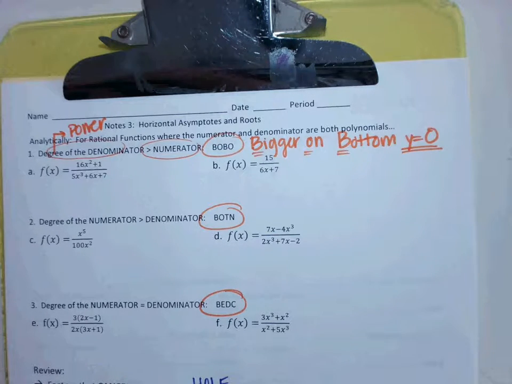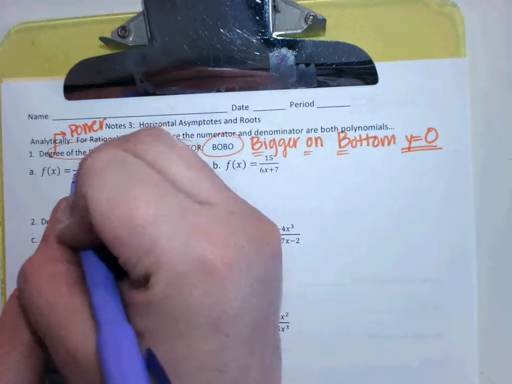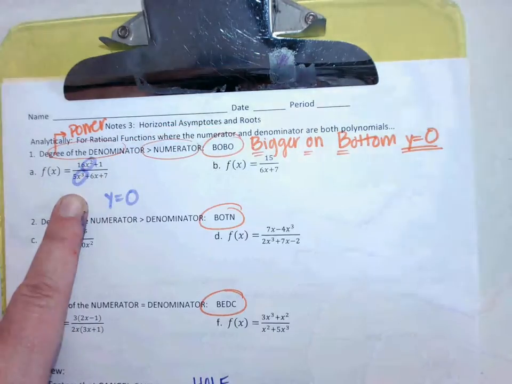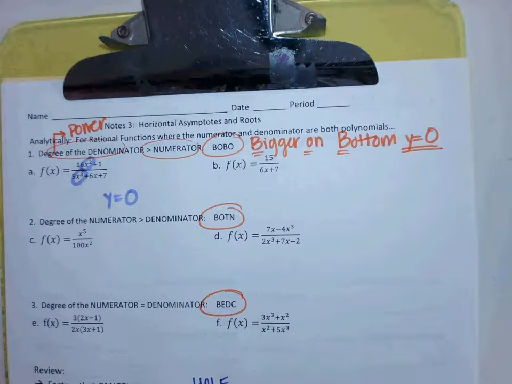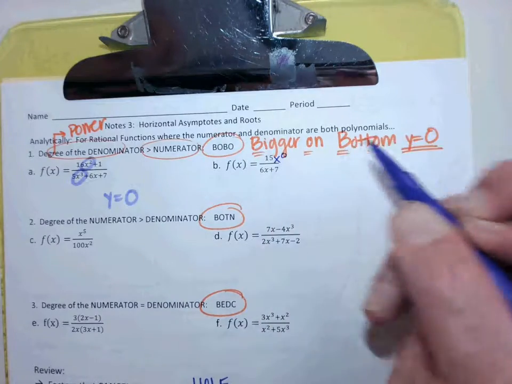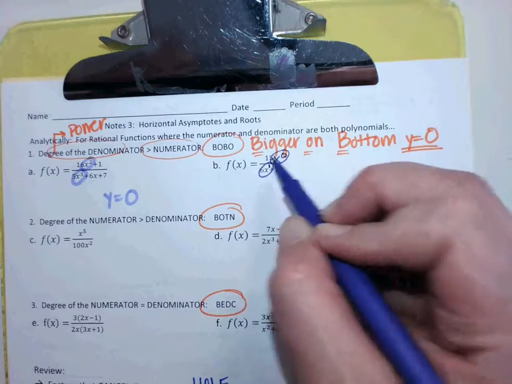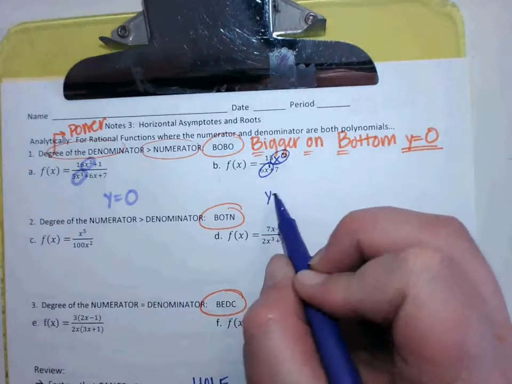Now, this is what I mean by power. If I'm looking at letter A, the first one, the top is an x2, the bottom is an x3. Which one is bigger? X3. And where is x3? On top or on bottom? So it's bigger on bottom, then it's 0. Now, look at the one right next to it. I noticed that on the second one, I don't even have an x on the top. That's the same as having an x to the 0. And then on the bottom, I have a 6x. Well, that's like a 6x to the 1. So if I have x to the 0 versus x to the 1, which one's bigger? The x to the 1, which is on the bottom, so that means y equals 0.